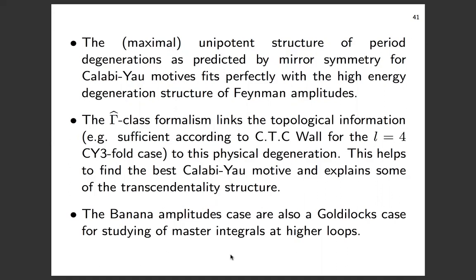And this is good news, because then when we use this gamma class formalism that we also proposed here, the Feynman graph degeneration at this high energy limit will sort of reveal what topology this guy has. So for instance, in the Calabi-Yau threefold case, it will reveal what the triple intersection numbers are, and it will reveal what the Chern classes are. And we know that by the theorem of C. T. C. Wall for six-dimensional manifolds, this basically classifies the Calabi-Yau up to topological type.